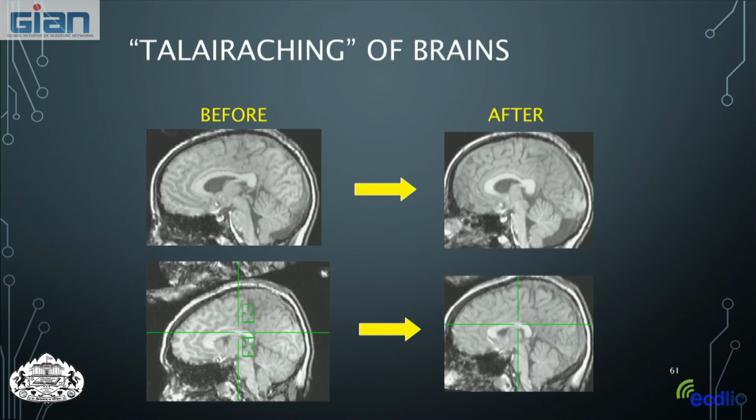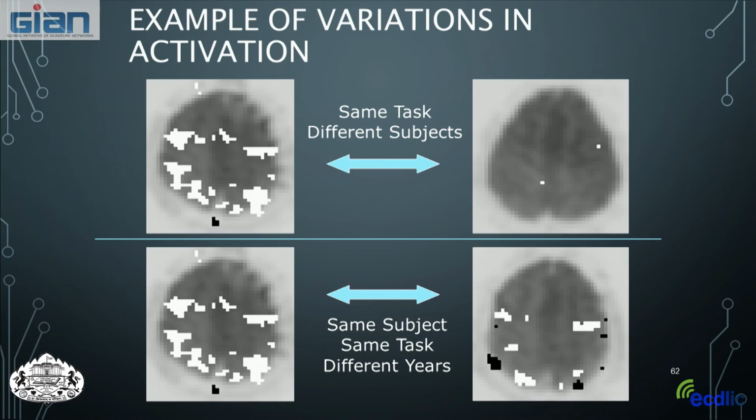Again, you might want to take a brain and put it into Talairach space. So you might have this before and after sort of warping of the brain. And you're moving this tissue around again, and you're resampling it.